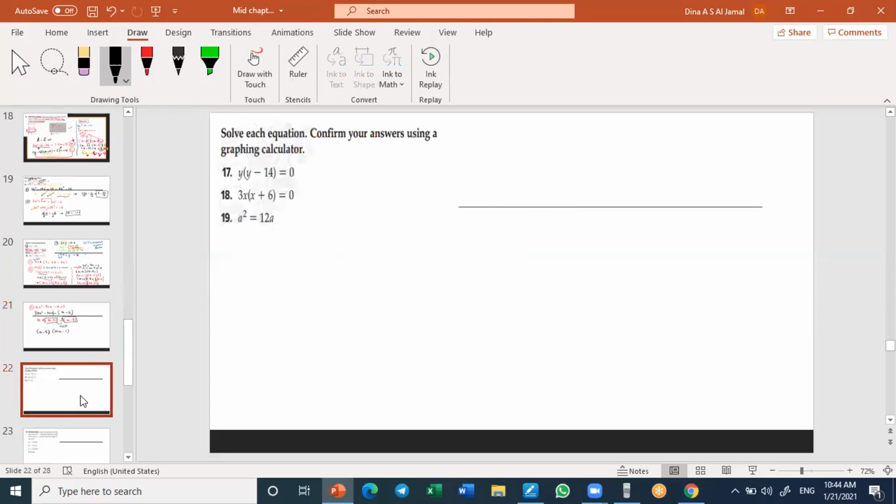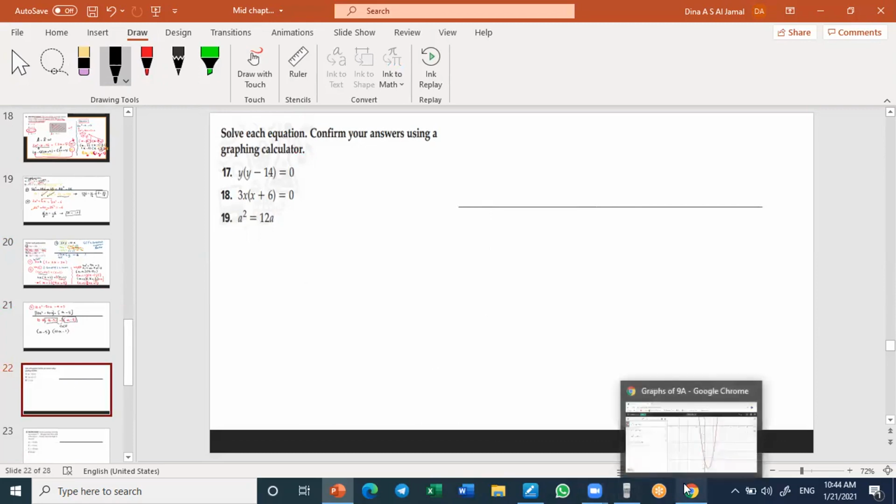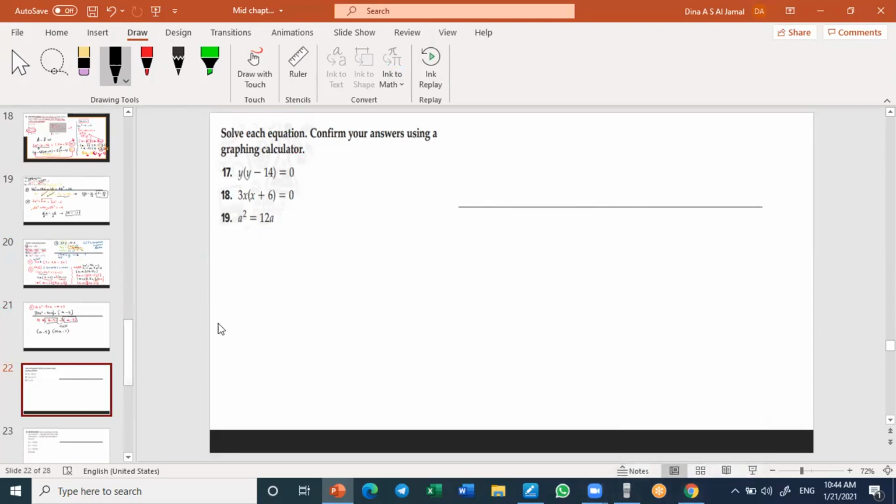Now in this video, I will be also focusing not only on the algebraic solution, I will be showing you how can you solve using Desmos also. So here, let's focus first of all on how can I solve this equation. Later, in the later questions, I will be showing you how can you cross-check your answers using Desmos. So solve each equation, confirm your answers using a graphing calculator. So let's see, question 17.